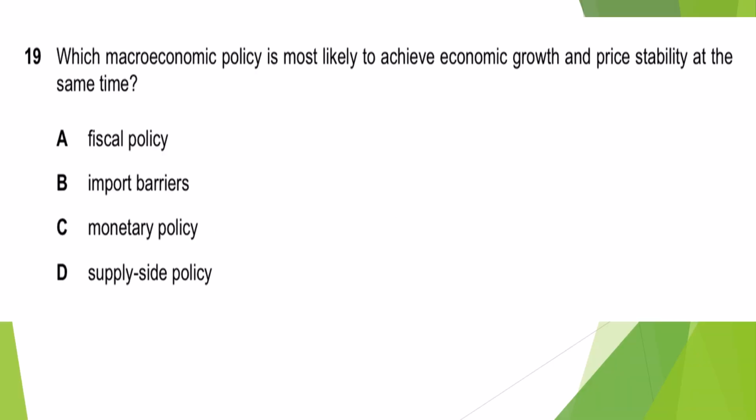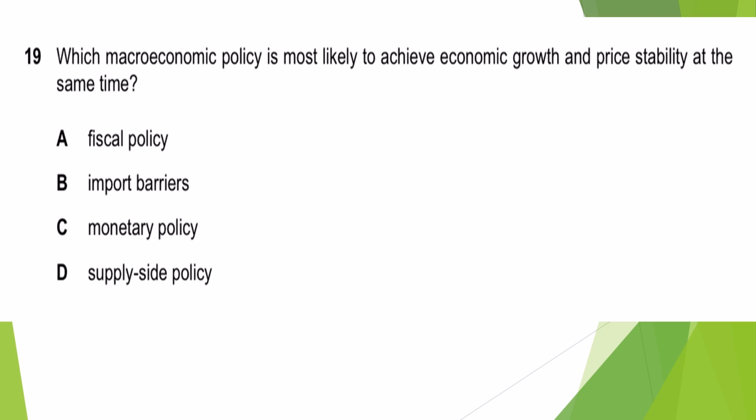19th. Which macroeconomic policy is most likely to achieve economic growth and price stability at the same time? Okay, so either it could be fiscal policy, import barriers, monetary policy, or supply side policy. Fiscal policy. If we want to grow, the government is going to increase government expenditure.